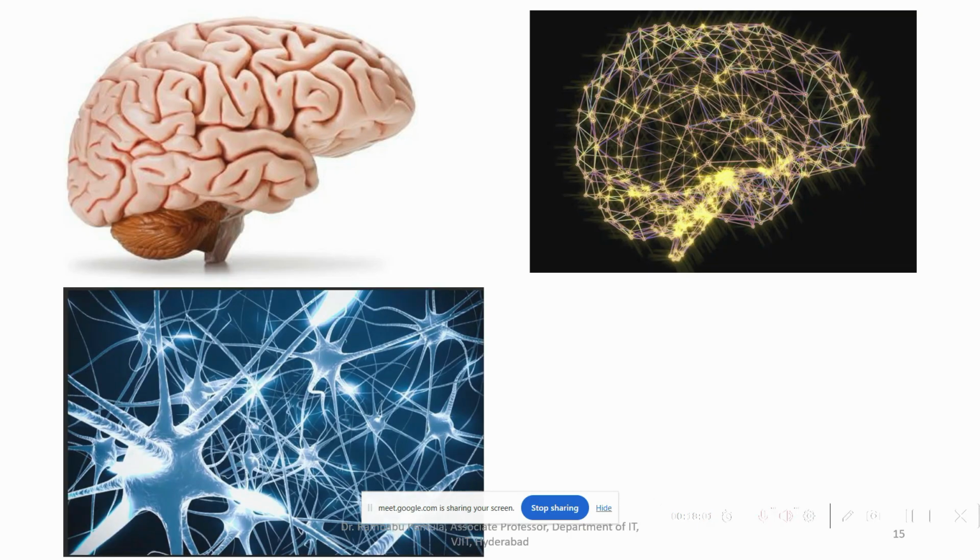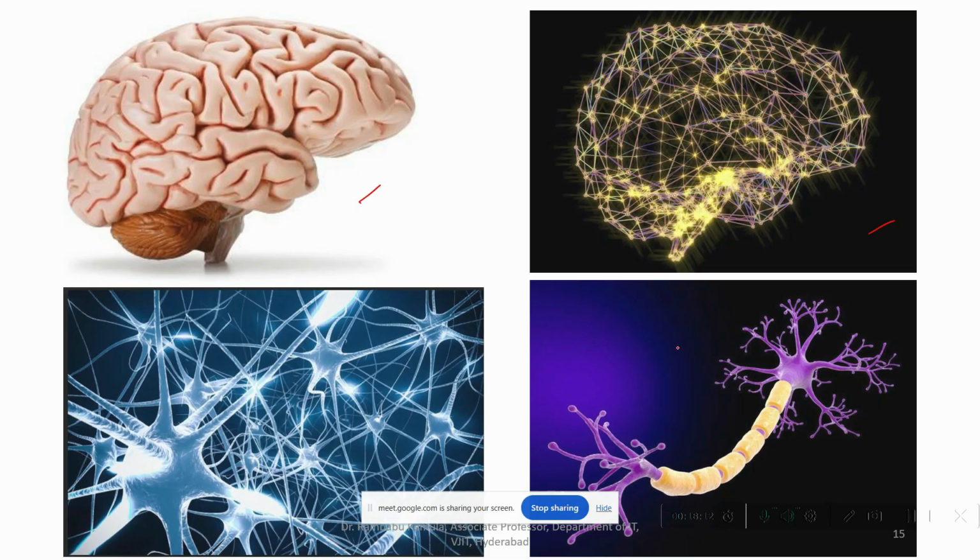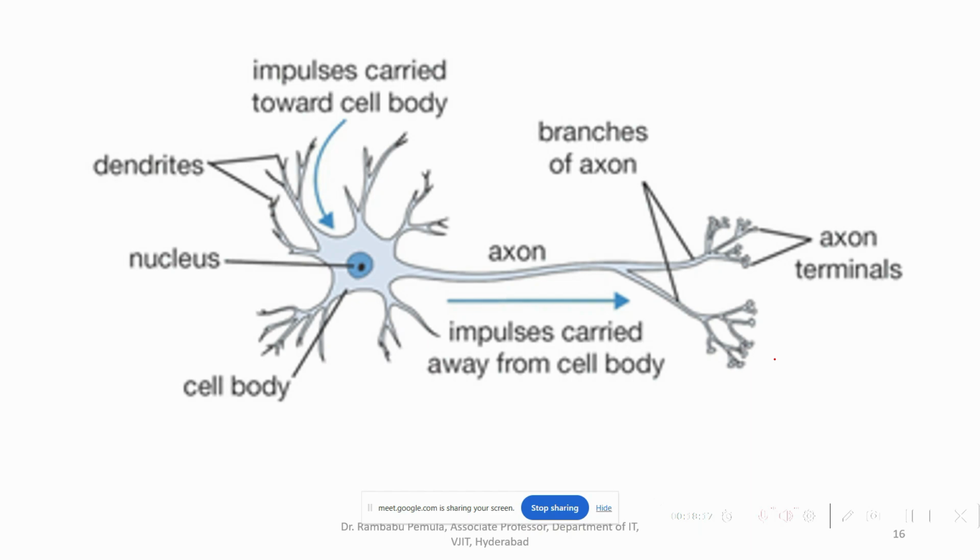So simply this is the human brain, and these are the interconnected neurons, and this is a small part of the interconnected neurons. Coming to this one, this is a single neuron, what we call a biological neuron. Here these are called dendrites, this is called the nucleus, and the entire thing is called the cell body.